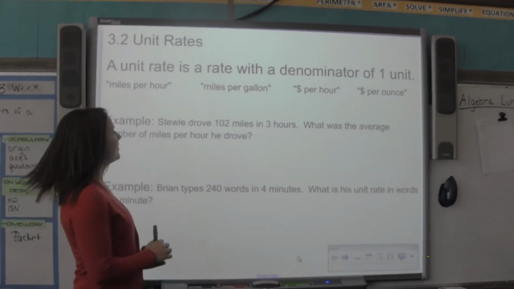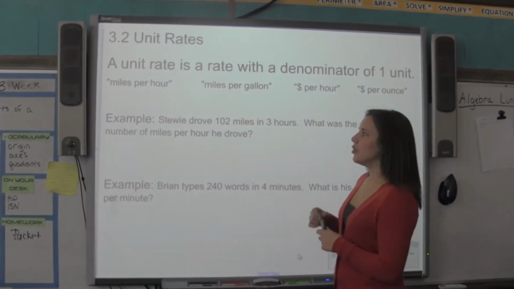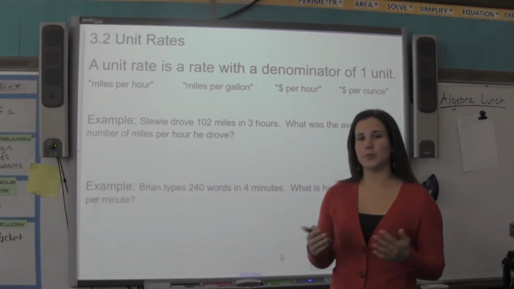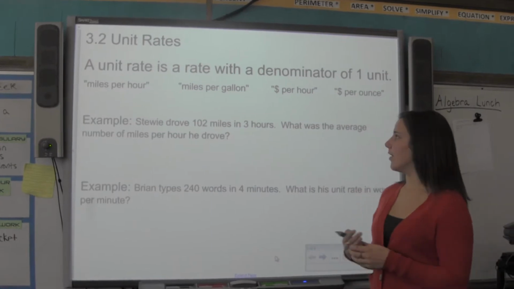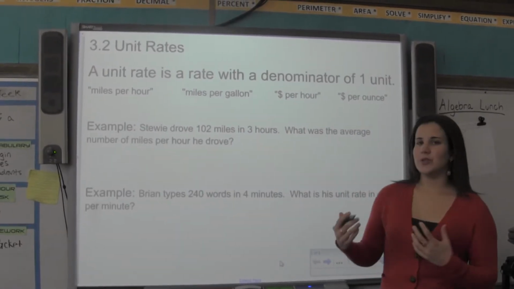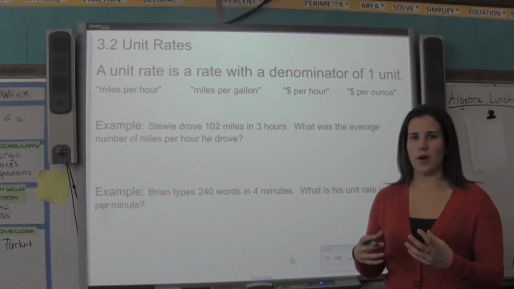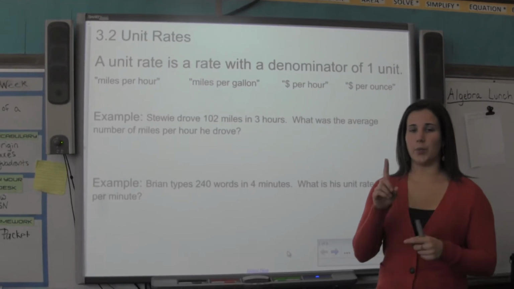3.2 unit rates. So a unit rate is a rate where we have a denominator of 1. You use common terms like miles per hour or gallons per mile, dollars per hour or dollars per ounce. And the reason that we do this is we want to get the denominator to be 1 so that we know how much something is per 1 unit.